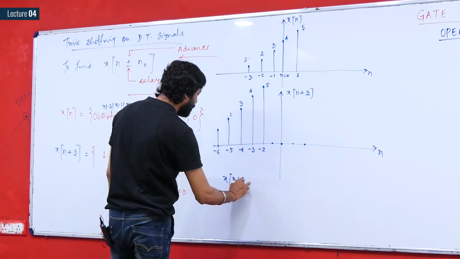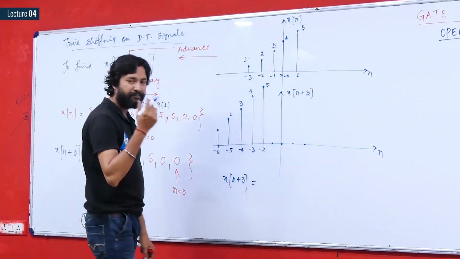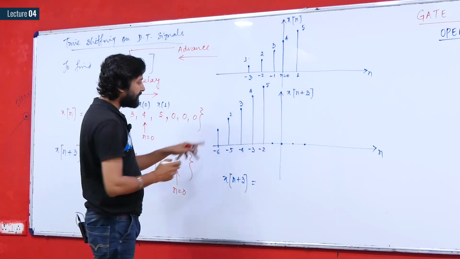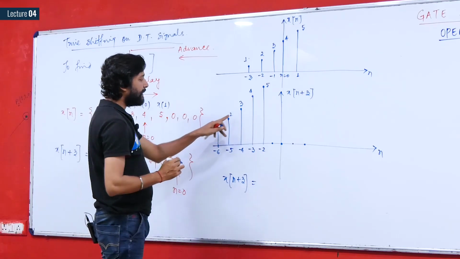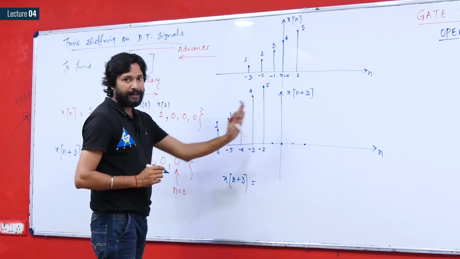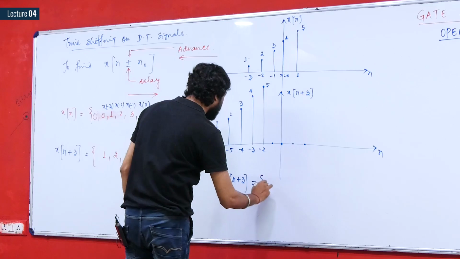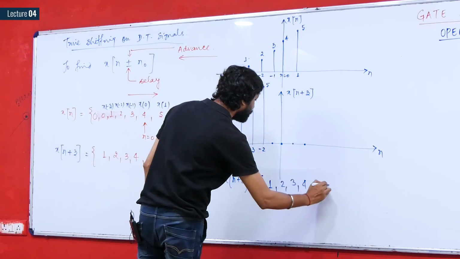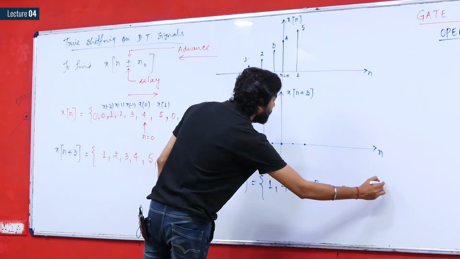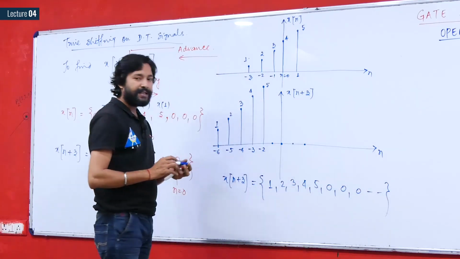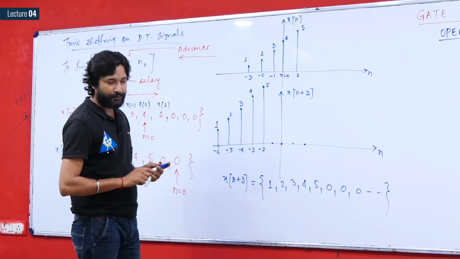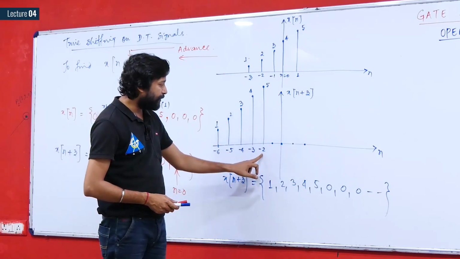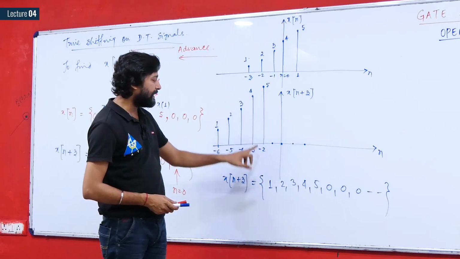So if you have to represent this signal in sequence representation, then how can you represent it? X of n plus 3 equals, as we have seen, to represent this signal sequentially you just have to write down all the sample values moving from left to right. So you write all the sample values 1, 2, 3, 4, 5, 0, 0, 0 and so on. And now to mention the origin, you have to take an arrow. So at origin, what is the value? 0.